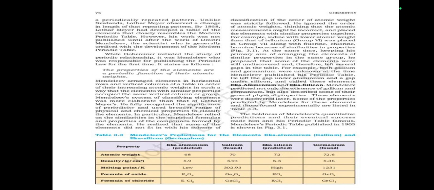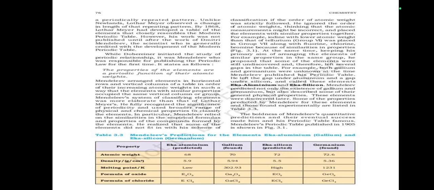While Doberan initiated the study of periodic relationship, it was Mendeleev who was responsible for publishing the periodic law for the first time. It states as follows: the properties of the elements are a periodic function of their atomic weights. Mendeleev arranged elements in horizontal rows and vertical columns of a table in order of their increasing atomic weights in such a way that the elements with similar properties occupied the same vertical column or groups.